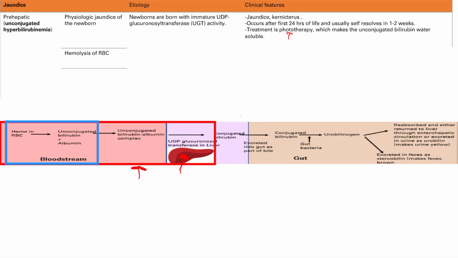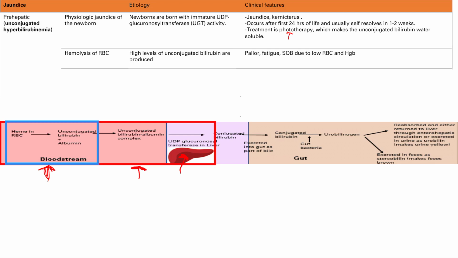The next cause of prehepatic jaundice is hemolysis of red blood cells. So we said that bilirubin comes from breakdown of heme in the red blood cells. So if you hemolyze, if you break down red blood cells too much, you're going to get too much heme and thus too much bilirubin. So high levels of unconjugated bilirubin. And a lot of the symptoms will arise from your hemolysis of red blood cells. So you're going to get anemia. You're going to get pallor, you're going to get fatigue, you're going to get shortness of breath. All due to the reduced levels of red blood cells and hemoglobin, so there's less oxygen carried to the tissues.